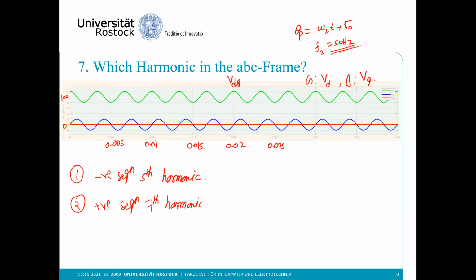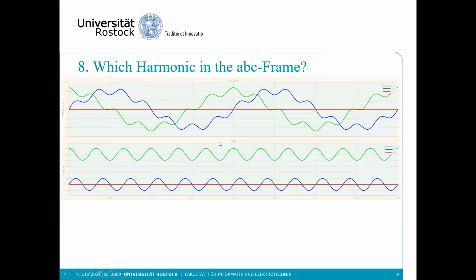And then we learned in the exercise how you can compute frequency in positive sequence in ABC and negative sequence. Okay, cool. Now I give you this graph. It's the same DQ graph. The green one is V alpha, the blue one is V beta. And here again, we have VD as green, and blue is your VQ.